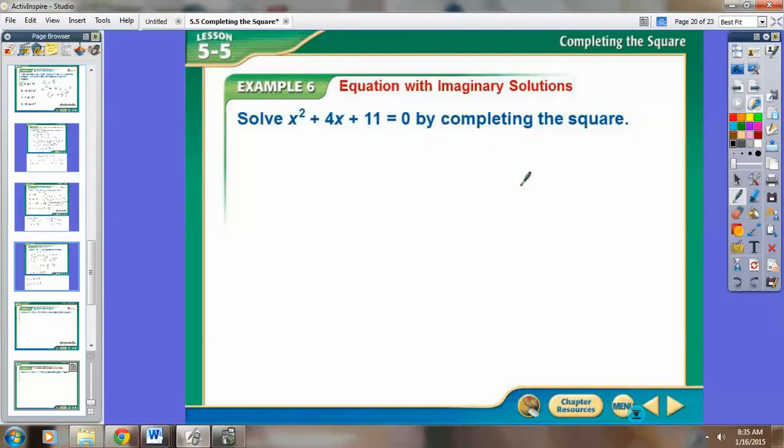So let's go ahead and try to complete the square here. Do we have a perfect square trinomial on the left? We don't, so let's get the 11 out of the picture. Subtract it. X squared plus 4x equals negative 11. What can I add to both sides of this equation so that it is a perfect square trinomial? Half of 4 is 2. 2 squared is 4.